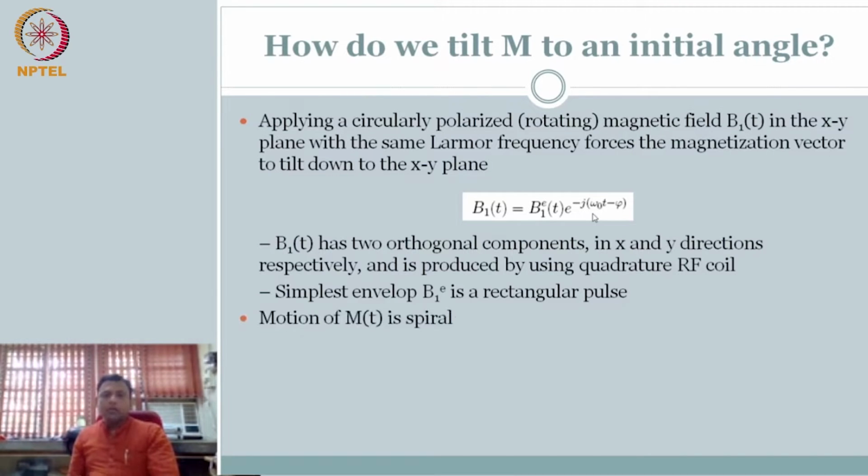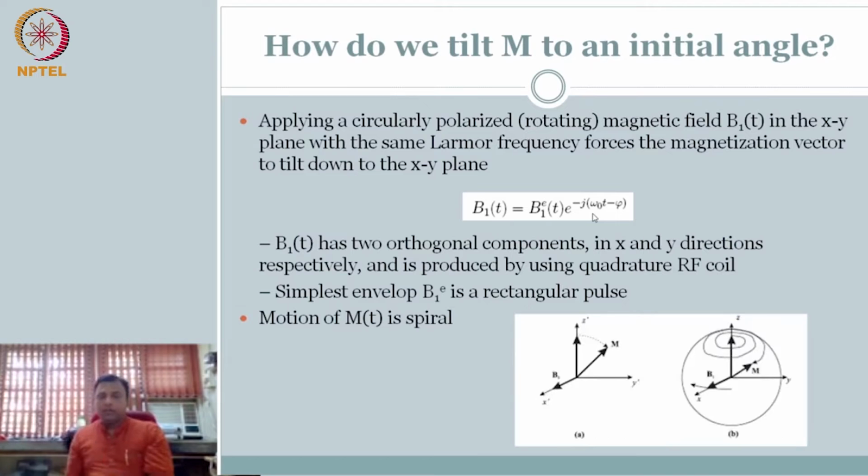Okay. So how is the motion? We have seen a few animations, so by now it should be intuitive. The motion is going to be a spiral, right? So here is an example to understand. On the left in A, what you see is the representation in the rotating frame of reference. You see the axes are X dash, Y dash, Z dash.